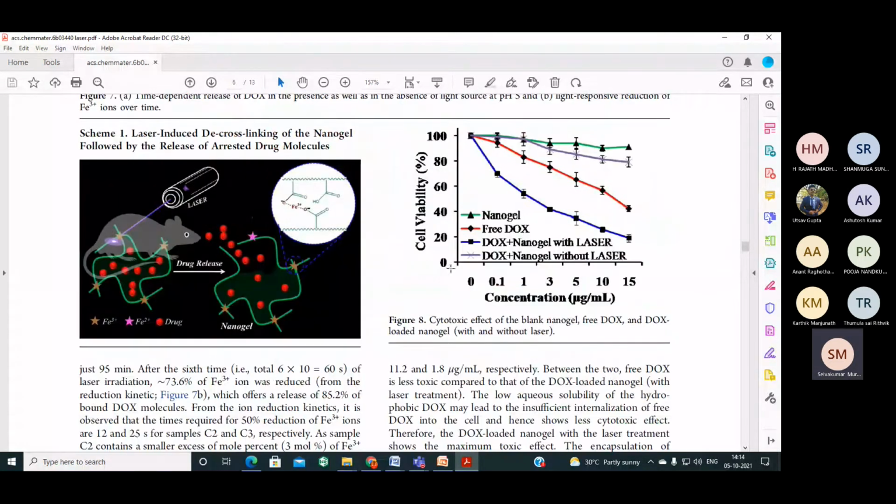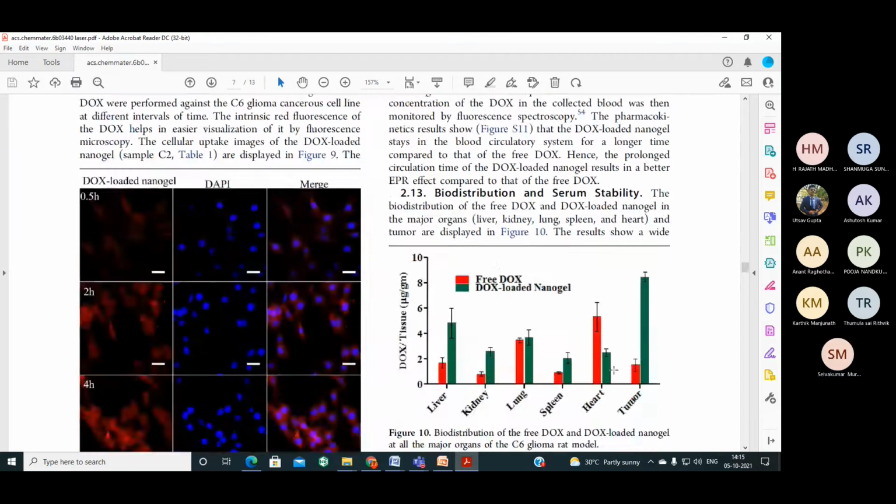And yeah, this was the cell viability studies. Okay. Nanogel, and then with the docs means doxorubicin based drugs. So with laser and without laser, how much cells are dying actually? Initially you can see at 0.1 concentration, almost 90% cells are alive. The moment you increase the concentration of gel along with the dox, you can see the cells are getting died significantly. Okay, the cancer cells.